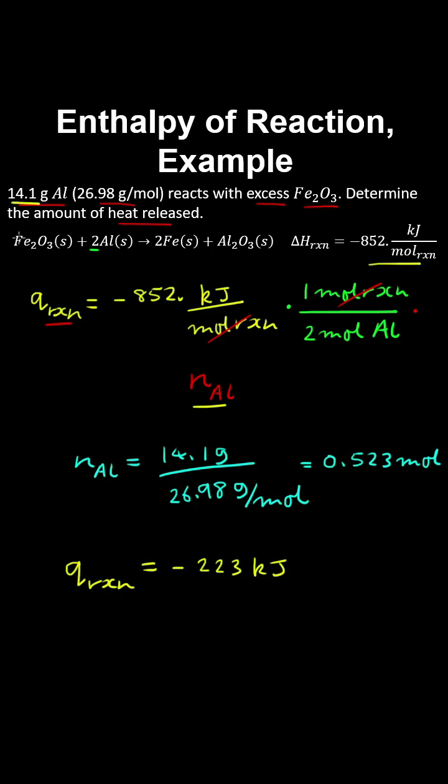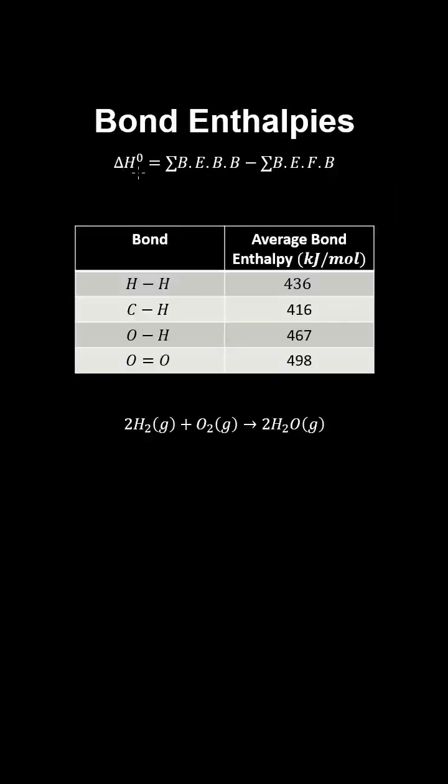So if we substitute for the number of moles, we determine the heat released by the reaction using 3 significant figures. We can determine the enthalpy of a reaction by recognizing that the breaking of bonds is an endothermic process and the formation of bonds is an exothermic process. So by subtracting the average bond energies of the formed bonds from the average bond energies of the broken bonds, we can obtain the enthalpy of the reaction.